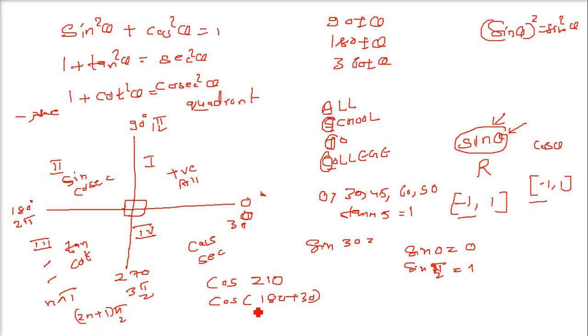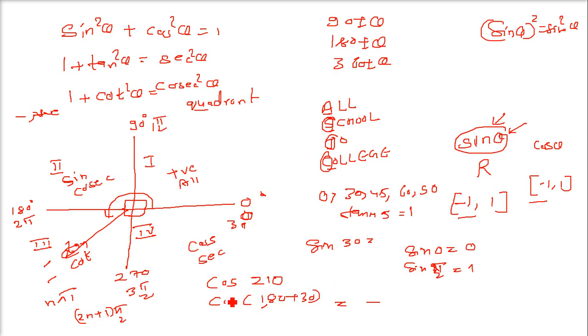So whenever you have this as an odd value of pi by 2, the conversion will take place. I'll tell you how. Cos 180 plus 30 degree. So cos 180 plus 30 degree is here, 210 degree is here. Now here only tan and cot are positive, so cos will be negative. First thing that comes here is cos will definitely be negative here.